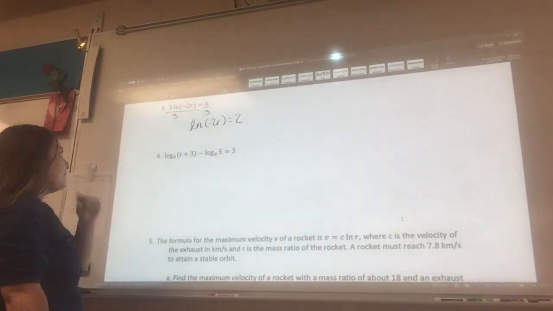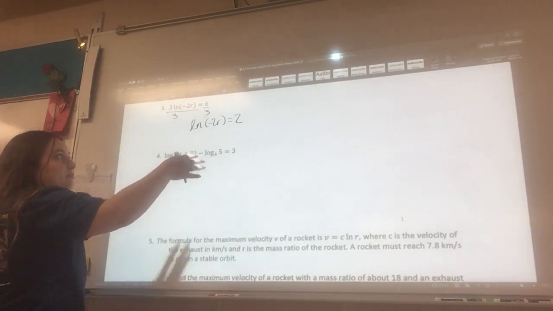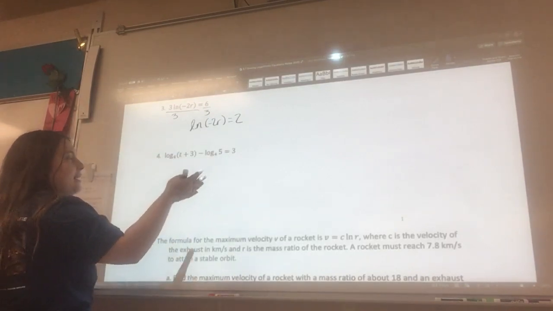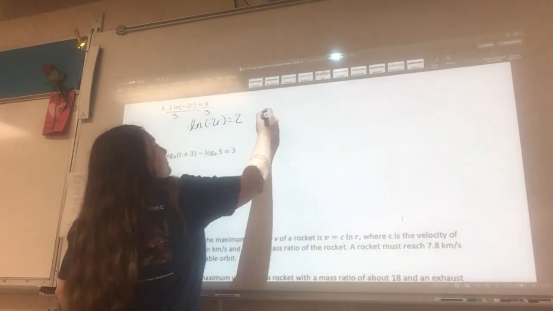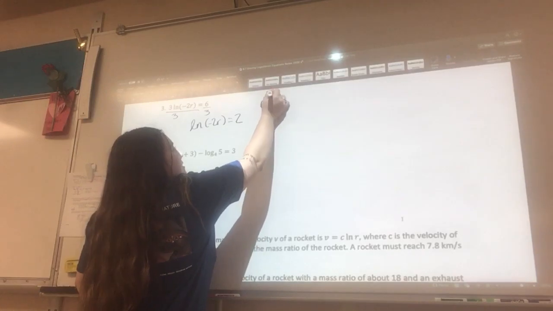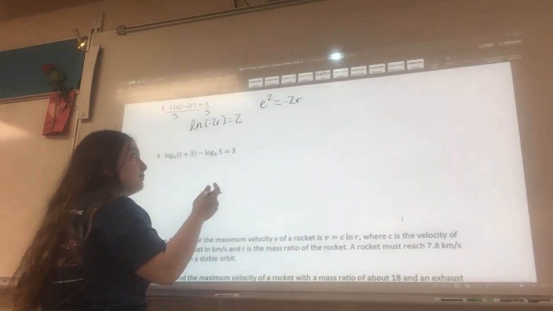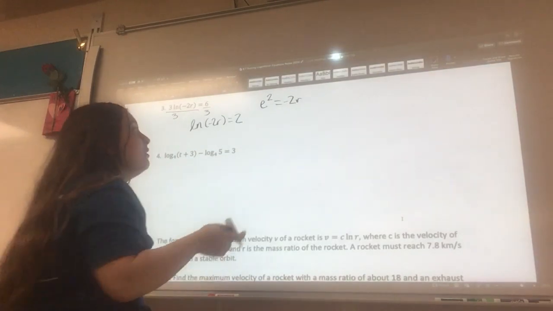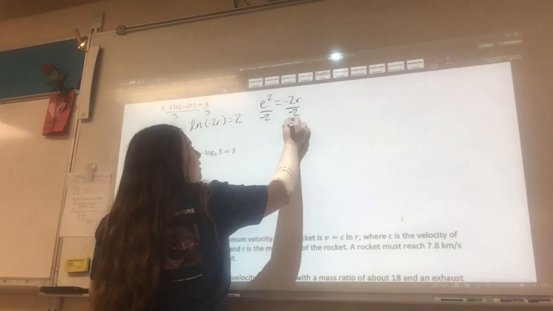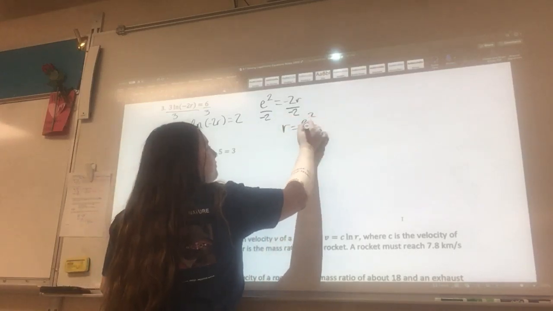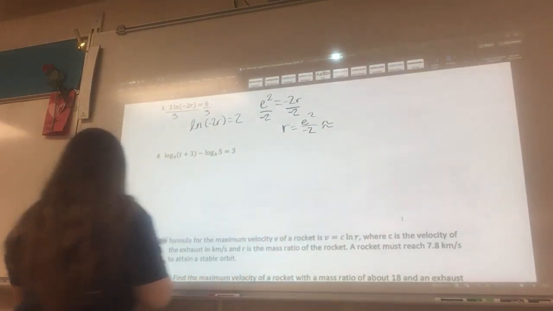Makes your life easier. So now that we have a natural log isolated, we're going to rewrite it in exponential form. Remember, the base for a natural log is e. So this is going to become e squared equal to negative 2r, and I need to solve for r. So I'm going to divide by negative 2, and we're going to get r equals e squared divided by negative 2, and we need to put that in our calculator.